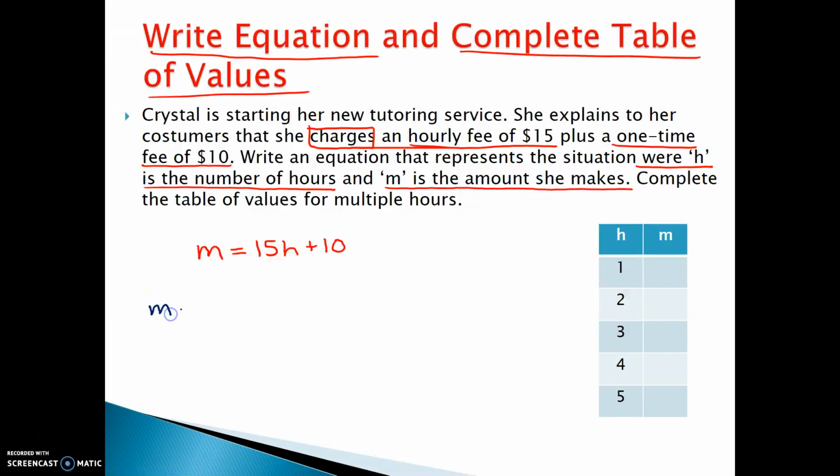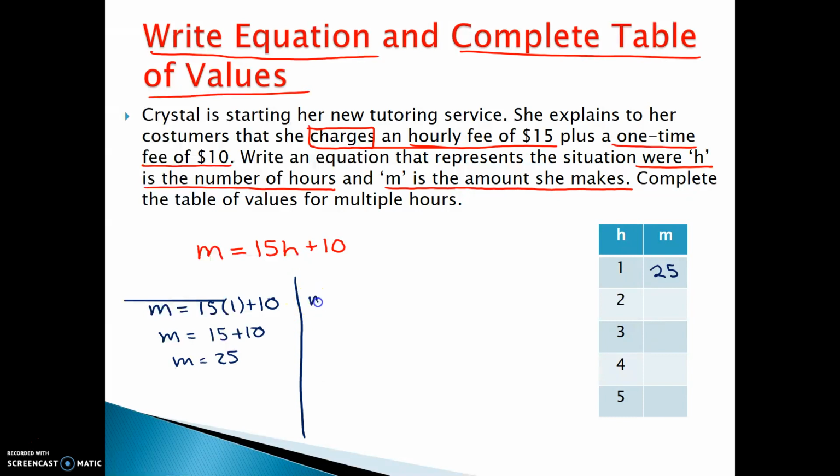So the amount of money she makes is 15 times 1 hour plus 10. Okay, but let's go ahead and see how much she makes is equal to 15 times 1, which is just 15, plus 10. Well, 15 plus 10 is 25. So in 1 hour, she has made $25. Cool. Let's move on to 2 hours.